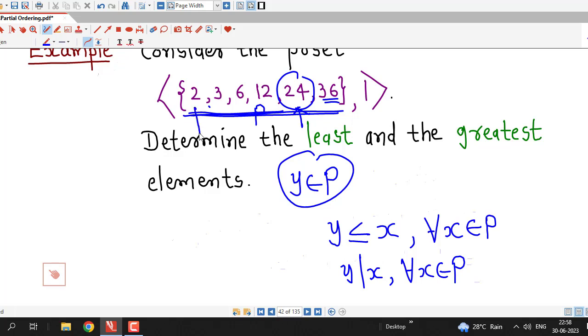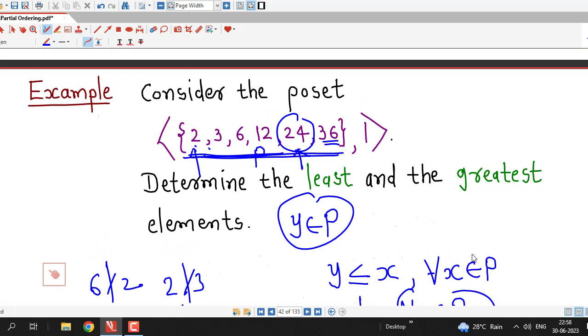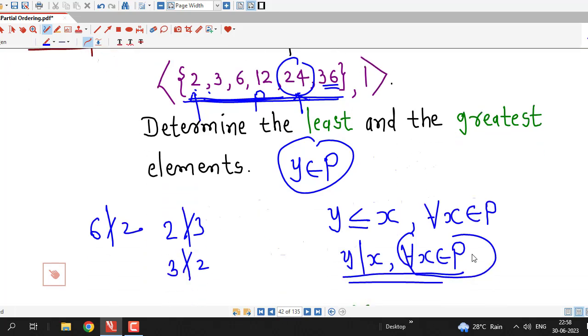So here if I consider, I check for 2, then I know that 2 cannot divide 3. So this condition is not satisfied for Y equal to 2. Similarly, if I take 3, then 3 cannot divide 2. So that is not possible for 3 also. If I take 6, then 6 cannot divide 2 and 6 cannot divide 3. So in this way you can verify that there is no Y in this set such that Y divides X for every X belongs to P. Therefore, this partially ordered set has no greatest as well as no least elements.